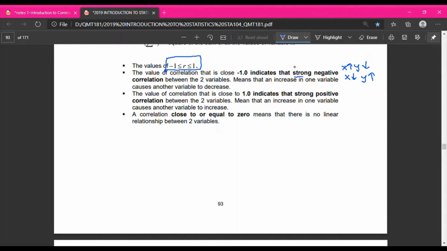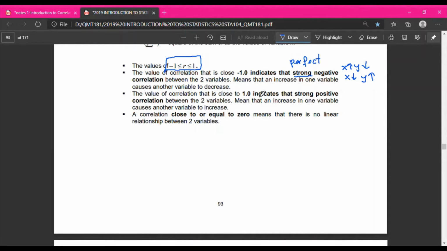So, kalau you dapat negative 1, it indicates that it is strong. Actually, kalau 1, it is perfect. Very strong negative correlation. Kenapa negative correlation? Sebab dia punya sign is negative. Kenapa perfect ataupun very strong? Sebab the value is 1. Ni saya kata tadi, an increase in one variable causes another variable to decrease.